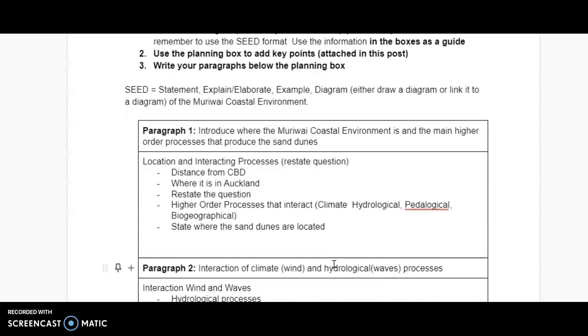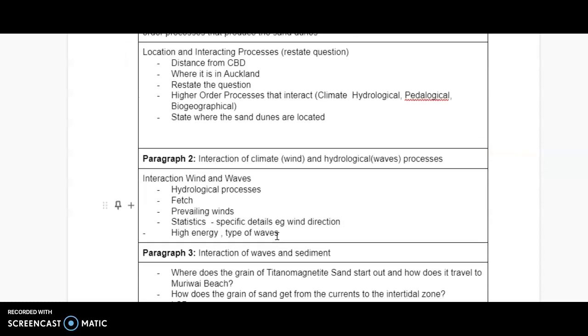I've done the planning for you. So paragraph 1 is the introduction. What are the main higher order processes that produce the sand dunes? So here it is the location and the interacting processes. So you need to restate the question. So where is the Muriwai coastal environment? Restate the question. State the higher order processes that contribute to the creation of sand dunes, and state where the sand dunes are located. Remember, they're on Muriwai Beach, they don't form at Māori Bay.